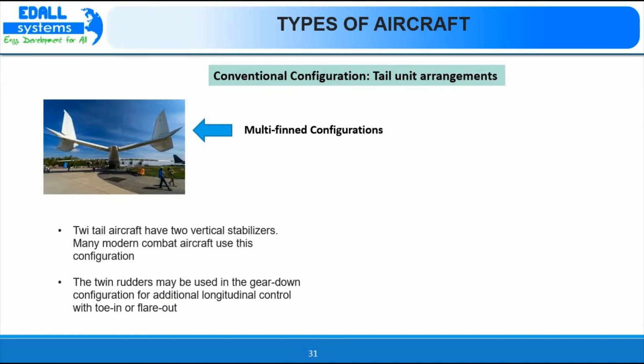The twin rudder may be used in the gear down configuration for additional longitudinal control with toe in or flare out. Here we can see there are two sets of horizontal stabilizer and vertical stabilizer, which are placed in opposite directions at a diagonal axis at a 90-degree angle. This will provide additional longitudinal control with toe in and flare out.